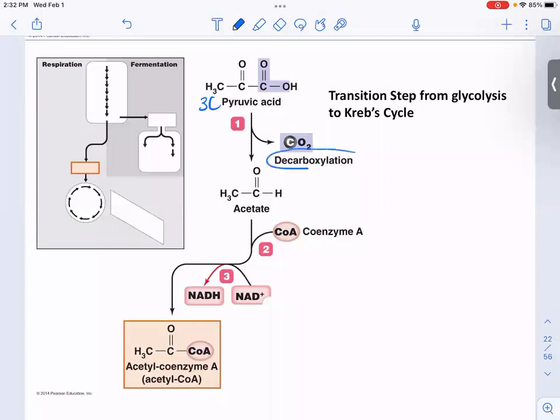So there's a decarboxylation, it loses a carbon. So we get this 2-carbon acetate. It joins up with this carrier molecule called coenzyme A. And in the process, we actually get some electrons off of there. And what we end up with is acetyl coenzyme A. Okay, so sometimes this NADH is included in the totals from the Krebs cycle. Just have to pay attention to how we're counting it.